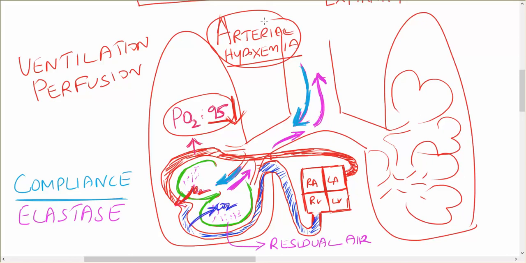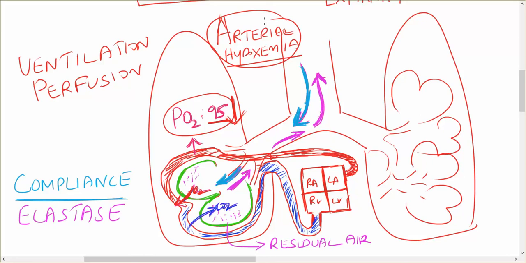Now when the oxygen comes in, carbon dioxide goes out. That is called ventilation perfusion. And how do we measure that? If the peripheral partial pressure of oxygen is 95, ventilation perfusion is good. If the partial pressure of oxygen is reduced, ventilation perfusion is imbalanced. So if the arterial oxygen is reduced, it is called arterial hypoxemia.